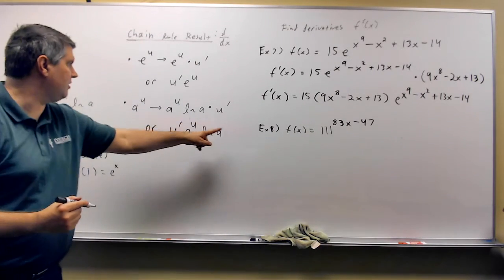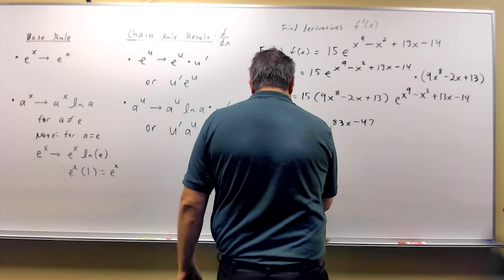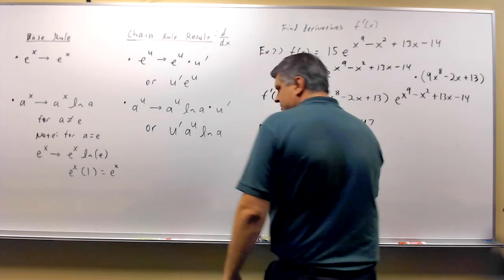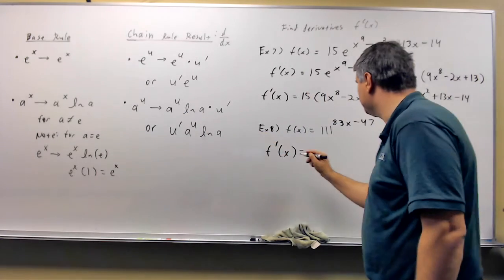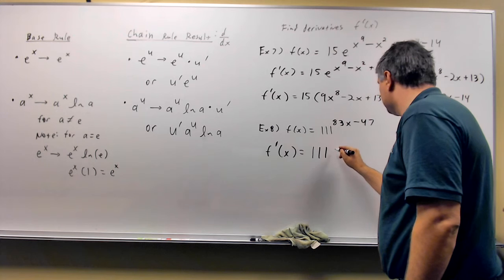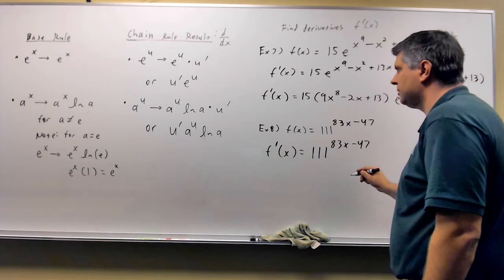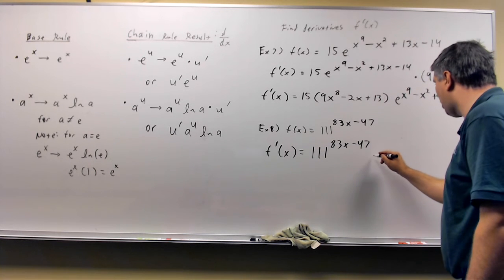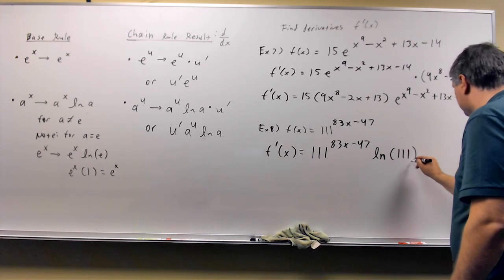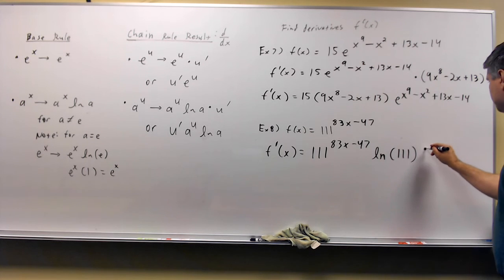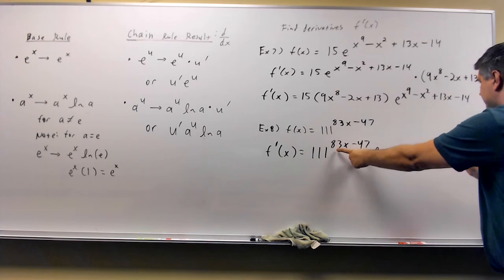Now example 8 is going to follow this rule right here. Okay? So f prime of x will equal the original exponential expression, 111 times 83 to the x minus 47, times the natural log of the base, 111. Times the derivative of the exponent. So that would be, the derivative of this is just 83.